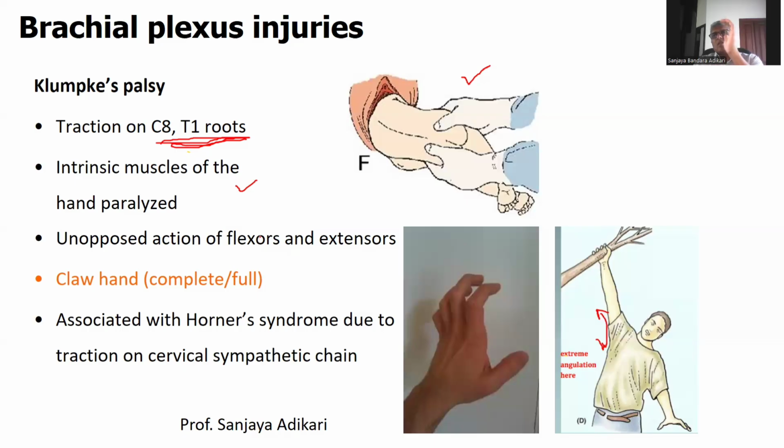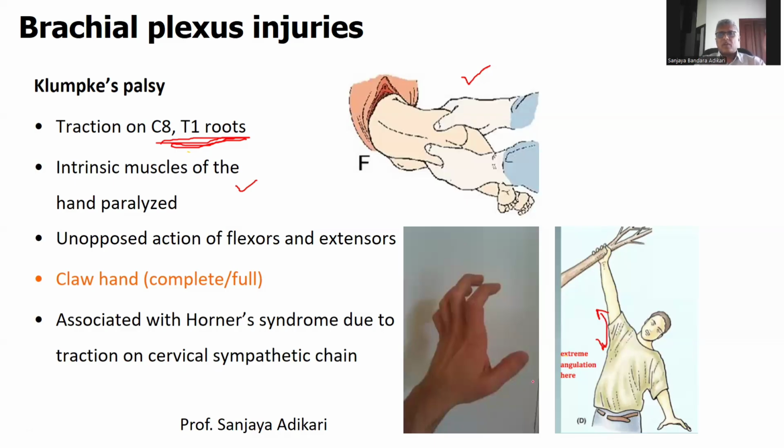Therefore, unopposed action of long flexors of the forearm, they will flex the interphalangeal joints, and unopposed action of long extensors of the forearm, they will extend the metacarpophalangeal joints. So you get full claw hand. Okay, you get full claw hand. Even other muscles come into play. It's the easiest way to explain it through lumbricus and interossei, I think.